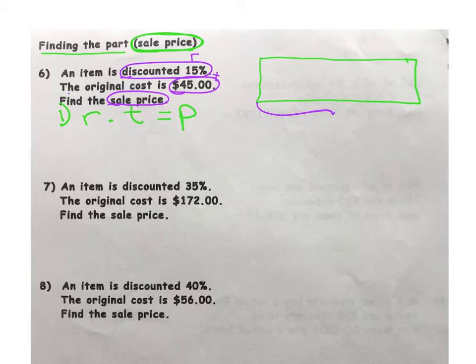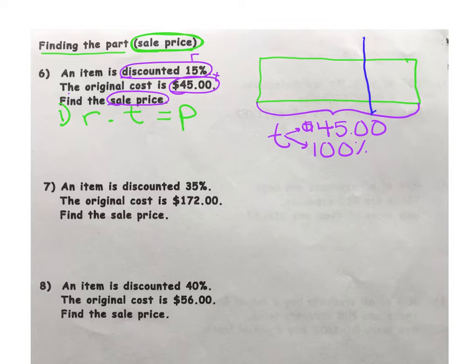Well, our entire bar represents the cost of the item. So in dollars, the total cost is $45. That's our T, total. As far as a percent goes, it's 100% of the cost. In dollars, 45. In terms of a percentage, 100%. But since the item is on sale, there's a part that we will not have to pay, and we get to keep it in our pocket. It is called the savings part of the bar.